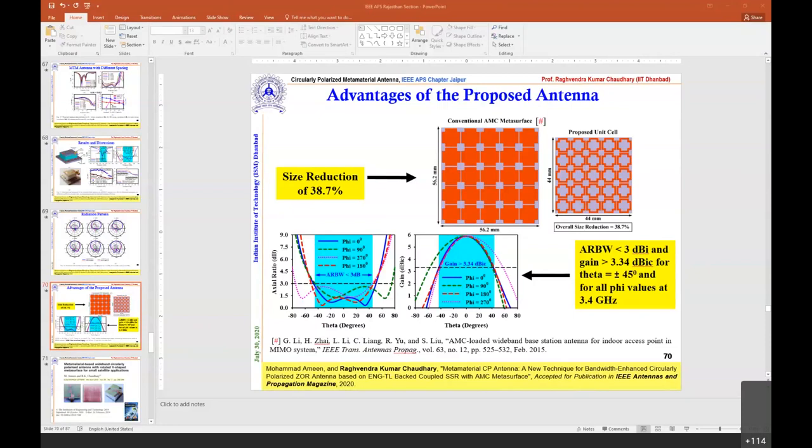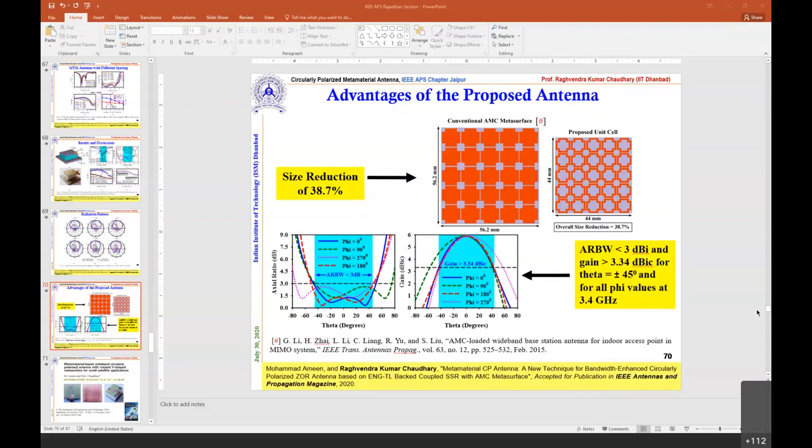The thing is, this could be done in five ways, I would say. One is a decoupling network, meaning filters, you can use the filters. Another is FSS, another is DGS, and then metamaterial or metasurfaces. What is the idea? Try to understand.